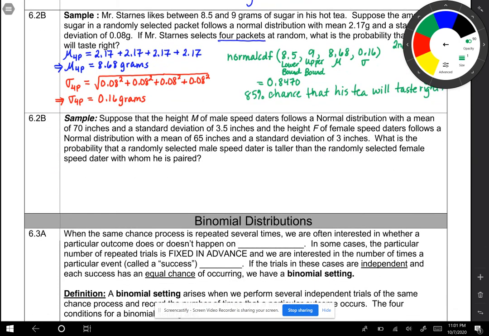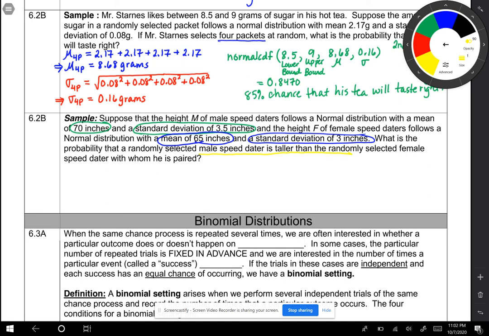Right, one last example for the day. Suppose that the height M of male speed daters follows the normal distribution with a mean of 70 inches and a standard deviation of 3.5 inches. And the height F of female speed daters follows a normal distribution with a mean of 65 inches and a standard deviation of 3 inches. What is the probability that a randomly selected male speed dater is taller than the randomly selected female speed dater with whom he is paired?